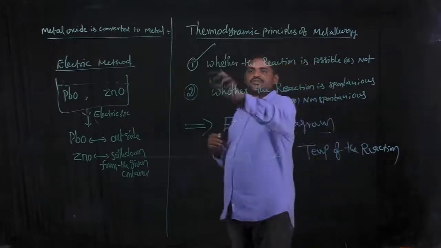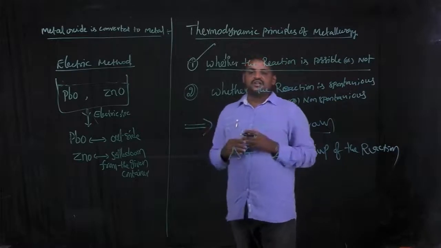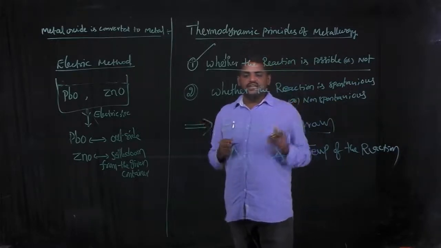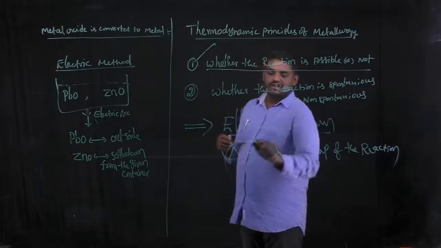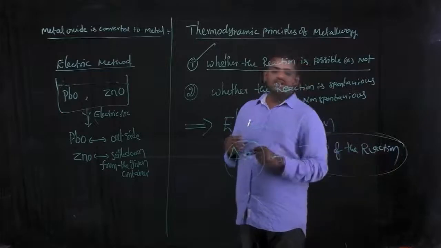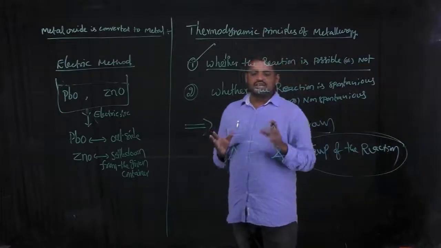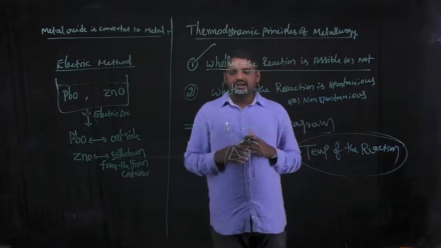And first I am going to discuss whether the reaction is possible or not. This point is identified by using Ellingham diagrams. The Ellingham diagram explains the relation between change in free energy and temperature of the reaction. Okay, this Ellingham diagram is explained in the next video.